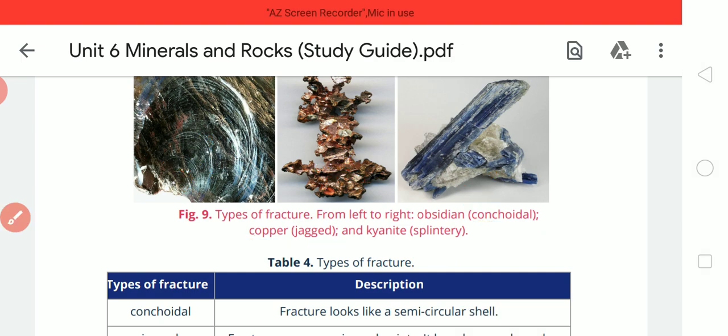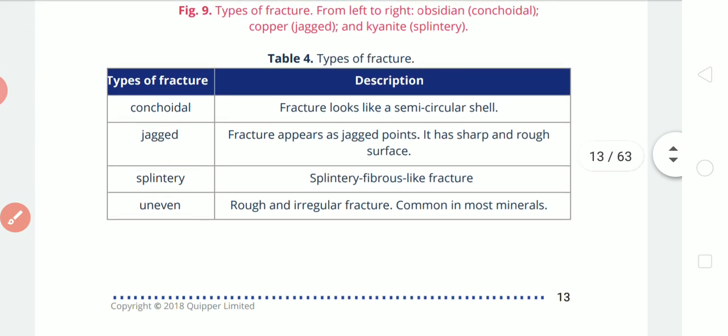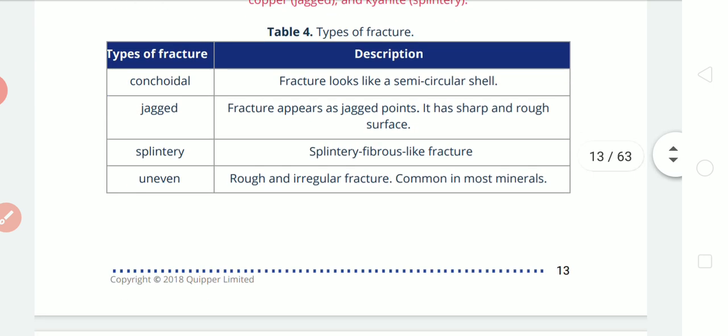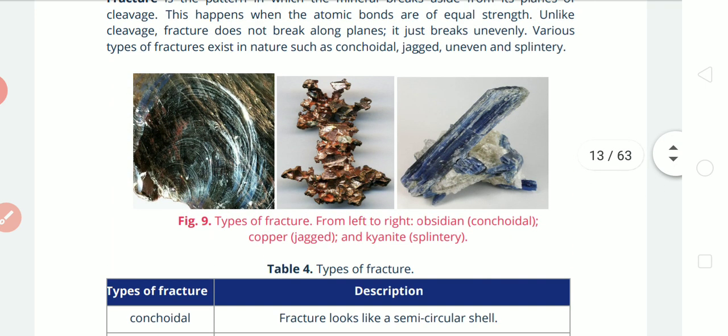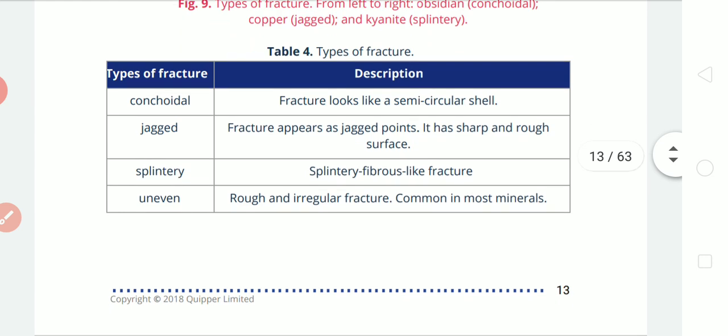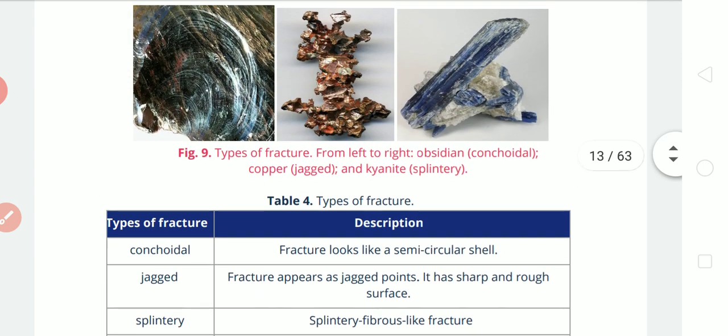So, atong tanaw na yung description again. Now, conchoidal, fracture looks like a semicircular shell. Same that goes for obsidian. Now, jagged, fracture appears as jagged points. It has sharp and rough surfaces. Now, for the splintery, meron siyang splintery fibrous-like structure.